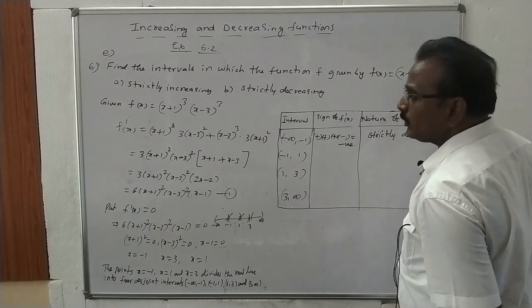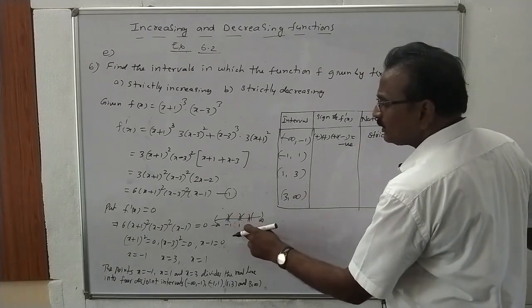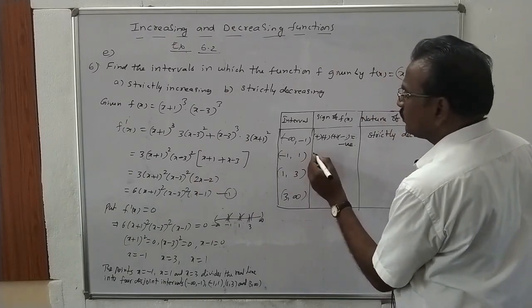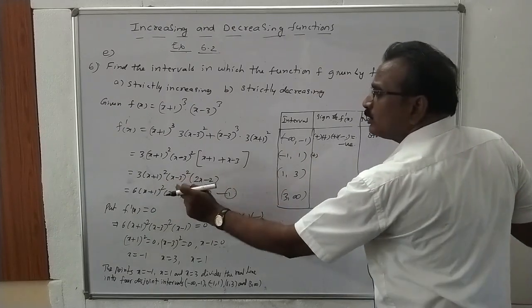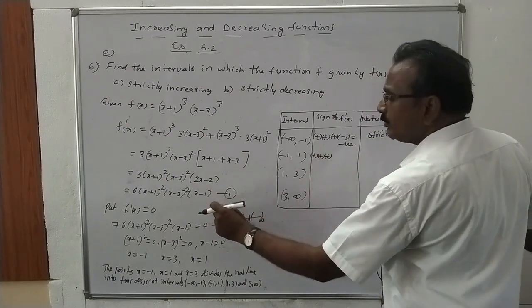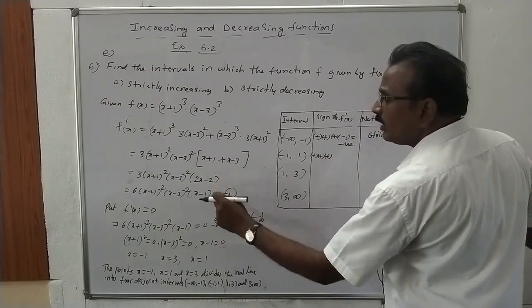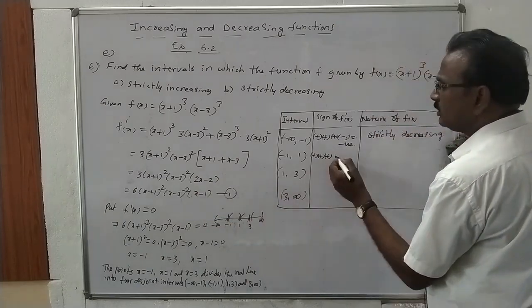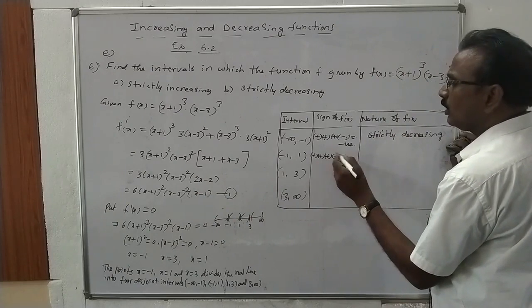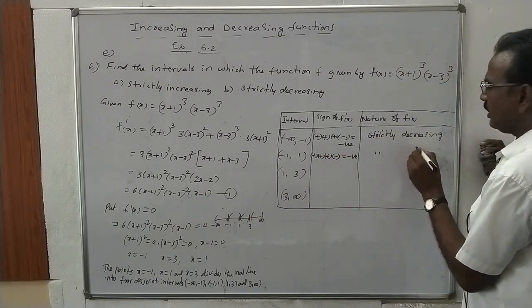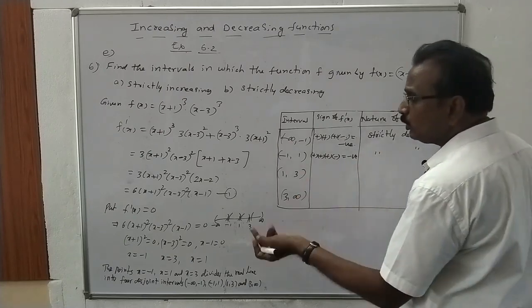Next, between minus 1 and plus 1, suppose x is equal to 0. 6 is positive, square number is positive, square number is positive, and between minus 1 and plus 1, take x value 0. So for example, 0 minus 1 is minus 1, negative. So total plus into plus into plus into minus is negative. Again strictly decreasing.